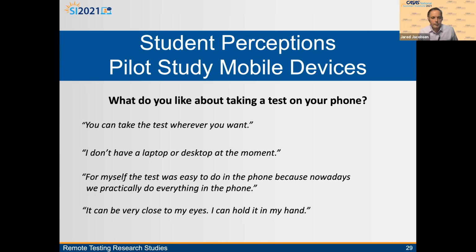And lastly, it can be very close to my eyes. I can hold it in my hand. That comes down to mobility. They can, obviously a phone has a small screen, and that's the biggest issue, but they can hold it in their hand. They can make it very mobile, bring it closer to their eyes. So there were several comments about that type of mobility with the phone.